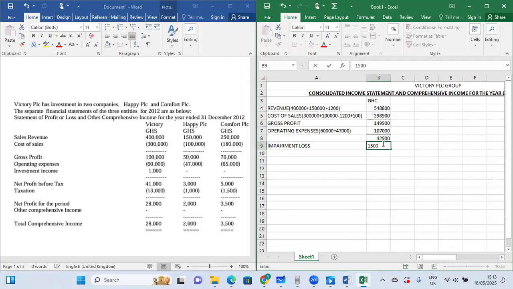1,500, right. The impairment loss, so we subtract it here. Equal to this minus this. Right. And this is the profit before tax.